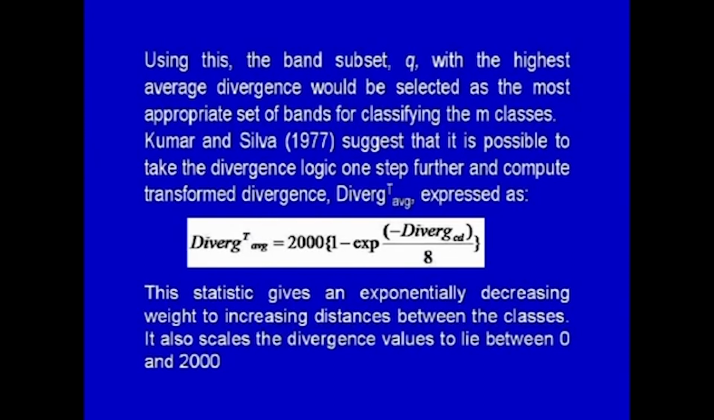Kumar and Silva in 1977 suggested that it is possible to take the divergence logic one step ahead and compute transform divergence, which can be expressed as divergence is equal to 2000 within brackets 1 minus the exponential power of divergence between two classes C and D divided by 8. Well, this statistic gives an exponentially decreasing weightage to increasing distances between the classes. It would also scale the divergence values to lie between 0 and 2000.